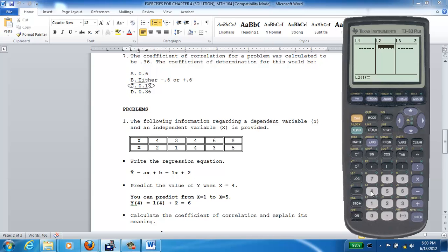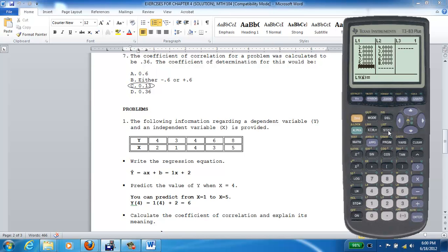So it will be 4, 3, 4, 6. As you see, I made a mistake, so this is very common. 4 again, and then 6, and then 8, and then for the L1 we have 2, 1, 4, 3, and 5.